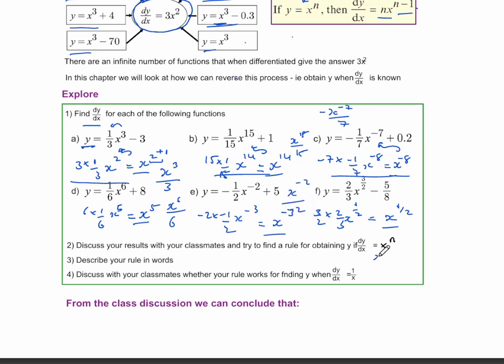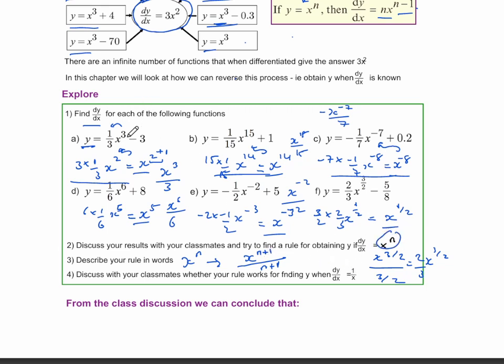Here, same thing: x power 1 over 2 plus 1, which is 3 over 2, over 3 over 2, which is just 2 over 3 x power 3 over 2. So for all of them, what you have done is, if you had an x power n, you took your x power n, added 1 to it, so x power n plus 1, and then you divided it by that same n plus 1. And that is how we will integrate anything of this form, x power n.